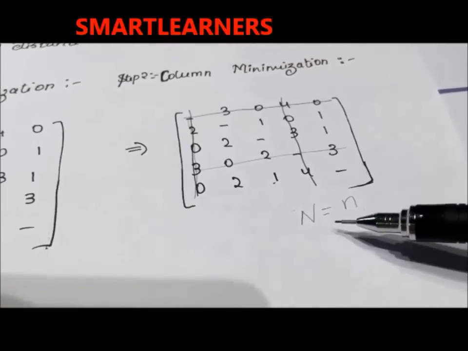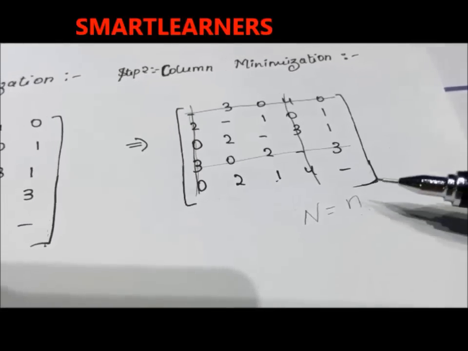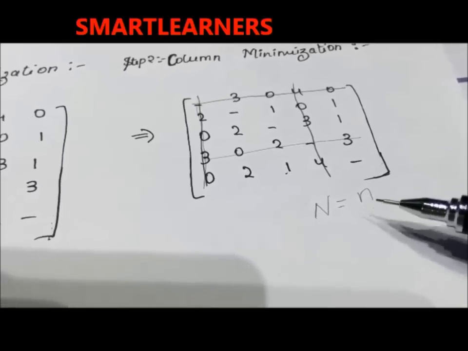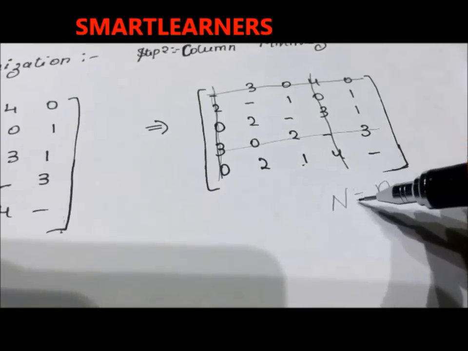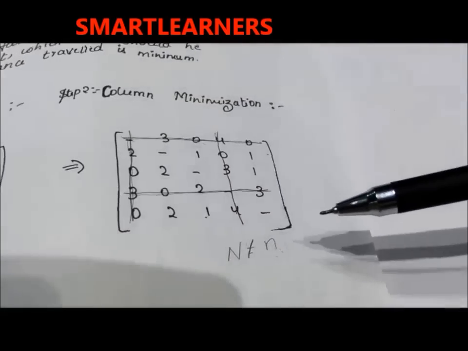So that means we cannot make the allocation at this stage. We have to go for one more step, which is called the modification step. So this condition is not satisfied. This is the matrix where we are going to do the modification.